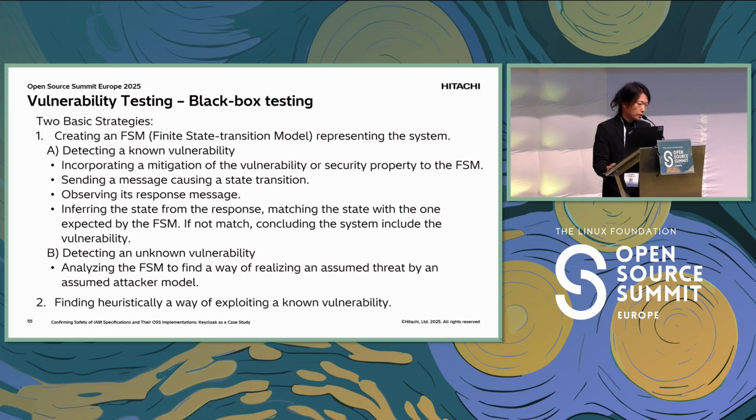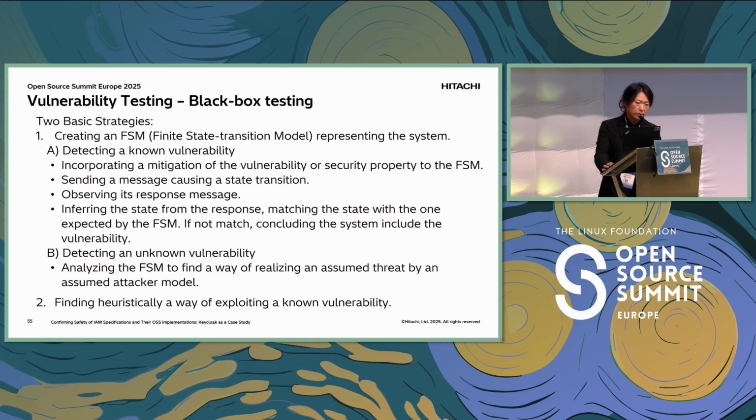They usually took two basic strategies for vulnerability testing. The first strategy is to create a finite state transition model (FSM) that represents the system, while the second strategy is to find heuristically the way of exploiting known vulnerabilities. The first strategy takes the following two sub-strategies, each for detecting known vulnerabilities and unknown vulnerabilities.